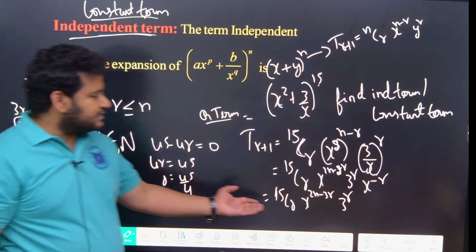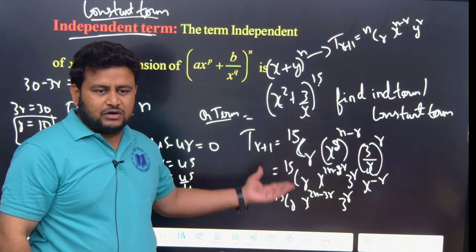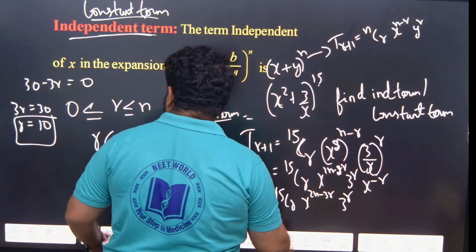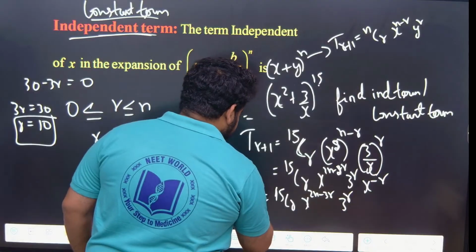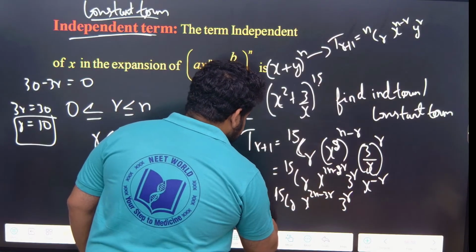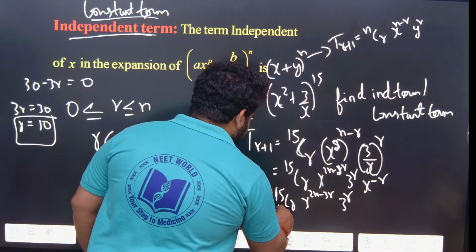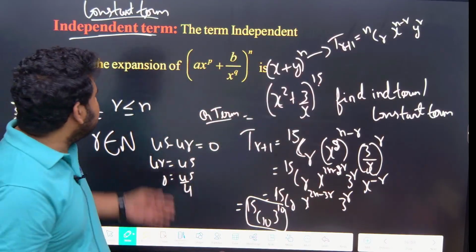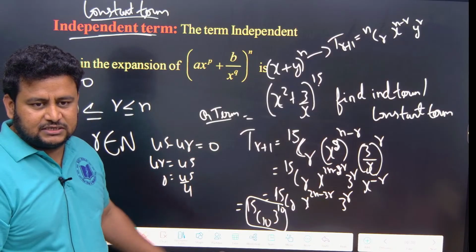Put the value r is equal to 10, you will get the independent term or the constant term. If you put r is equal to 10, you will get 15C10 into 3 power 10. Whatever you get as the value here, that itself is the independent term or the constant term. Got it? This is how you have to find it out.